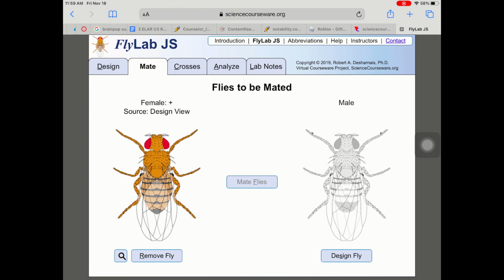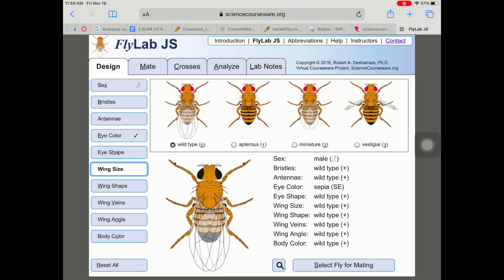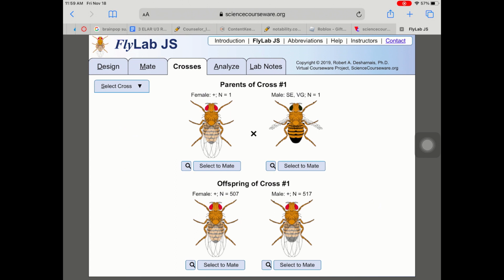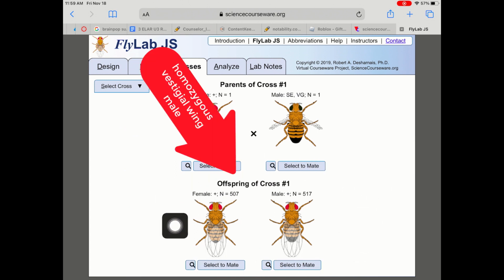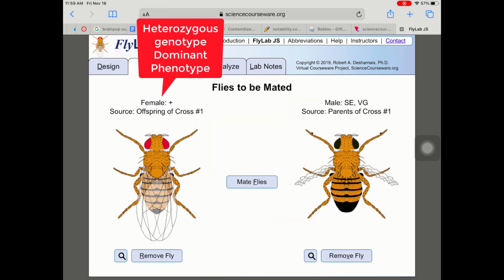The female will have the wild form of the traits, which is long wings and red eyes, and the male will have the mutant form of the trait, which is vestigial wing and sepia eye. The offspring of this cross are called the F1 generation, and they will exhibit the dominant form of the allele, and the genotype will be heterozygous for all the F1 offspring because both parents were homozygous for their respective phenotypes.